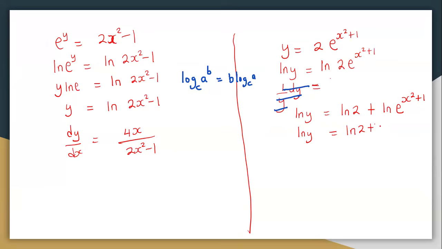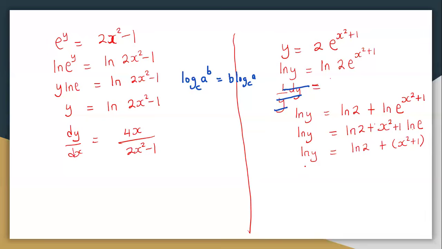I skipped that step because I just came up with x squared plus 1 directly. X squared plus 1, then natural log of e. And what is natural log of e? It's 1. So you have ln of 2 plus, here better put a bracket because you may mix something. Now you can differentiate for us.